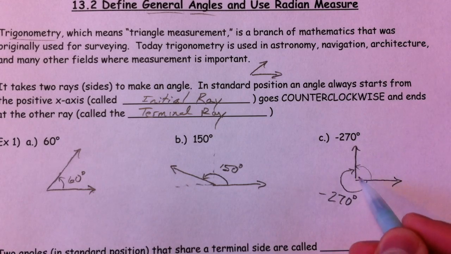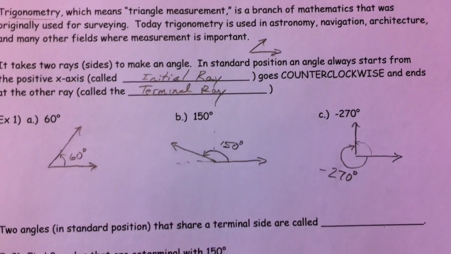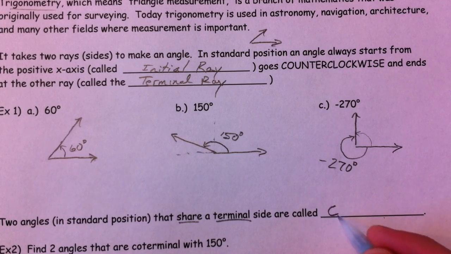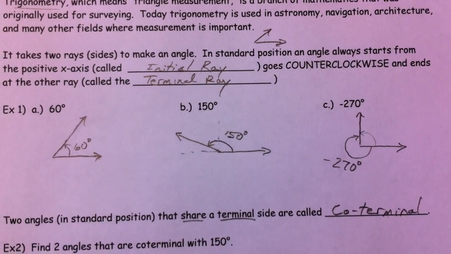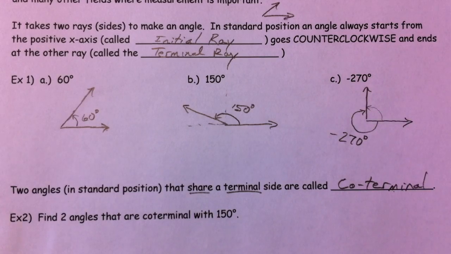It is not the same angle, they're not equal, but they end up in the same place and they have some of the same qualities. And so if you share a terminal side, we call it coterminal angles. Just like coworkers share a job, coterminal angles share the terminal side of the angle.